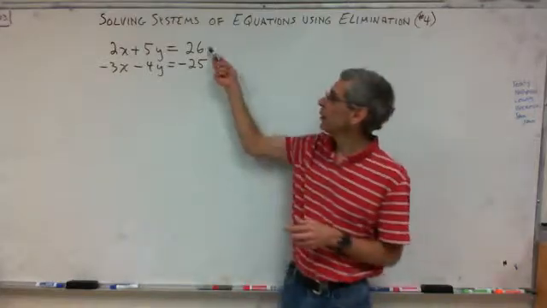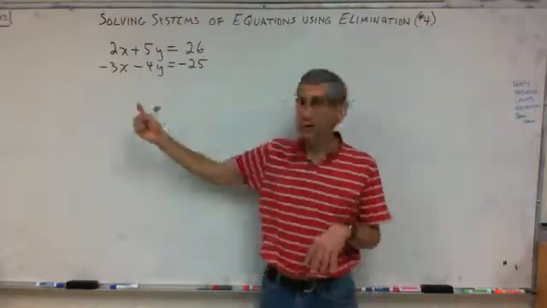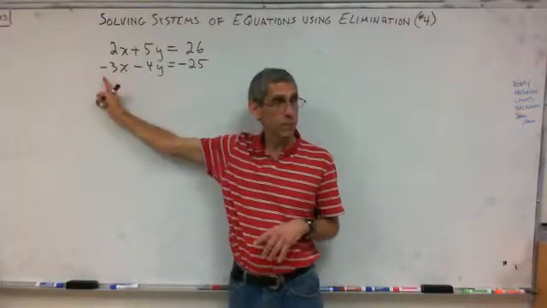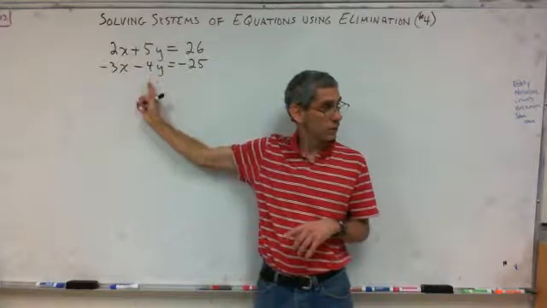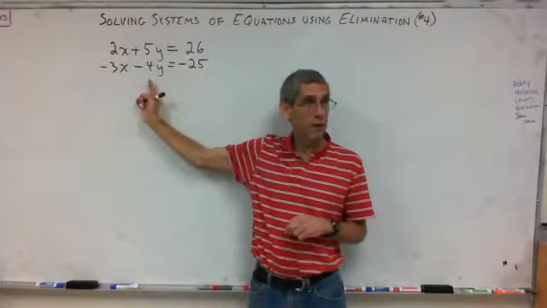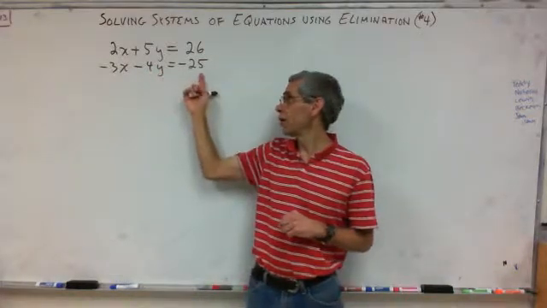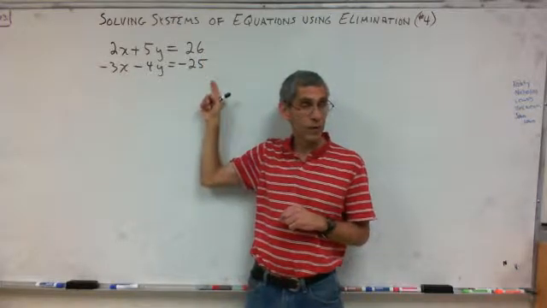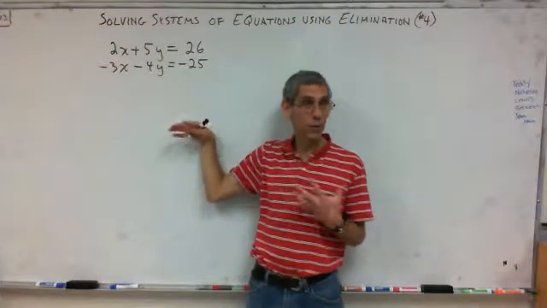I notice there's two ways. You could choose things to multiply to get rid of the x's, or you could choose things to multiply to get rid of the y's. Doesn't matter. The only thing is, I happen to notice these are slightly larger numbers here, so I'd rather multiply them by smaller numbers than bigger numbers, right?